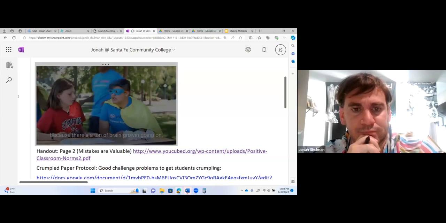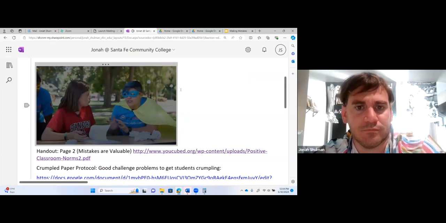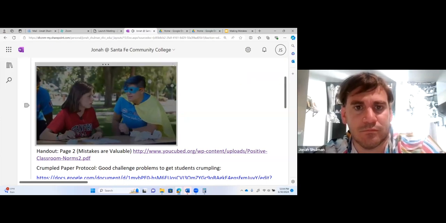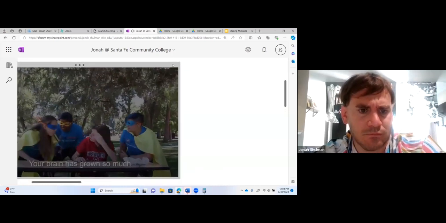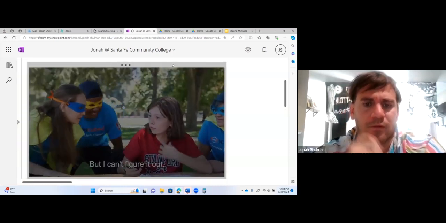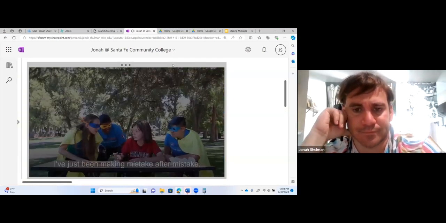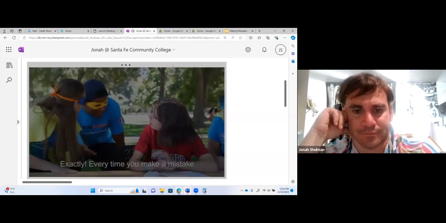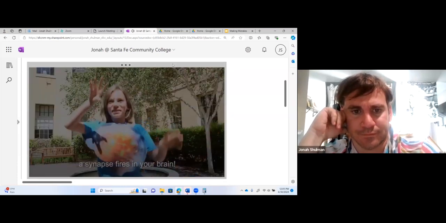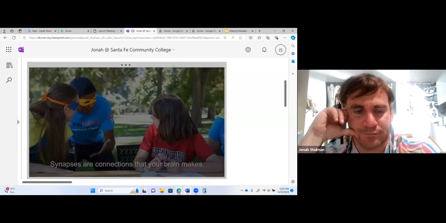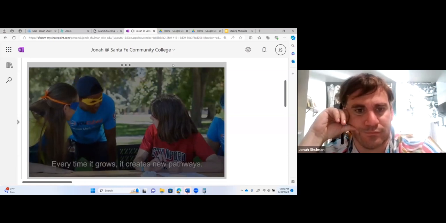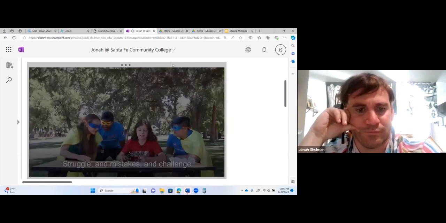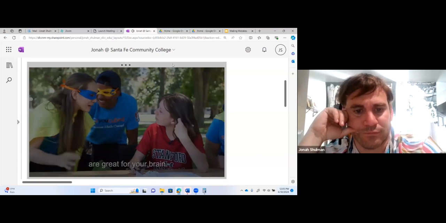We're going to learn to do this area because there's a ton of brain growth going on. What do you mean? I've been failing at this problem. Your brain has grown so much while working on this problem. But I can't figure it out. I've been making mistake after mistake. I can't do it. Exactly. Every time you make a mistake, a synapse fires in your brain. Synapses are connections that your brain makes every time it grows and creates new pathways. Really? Yeah. Struggle and mistakes and challenge are great for your brain.